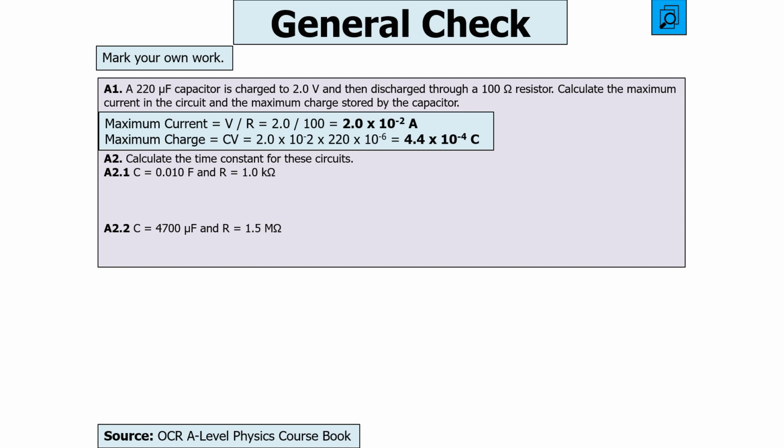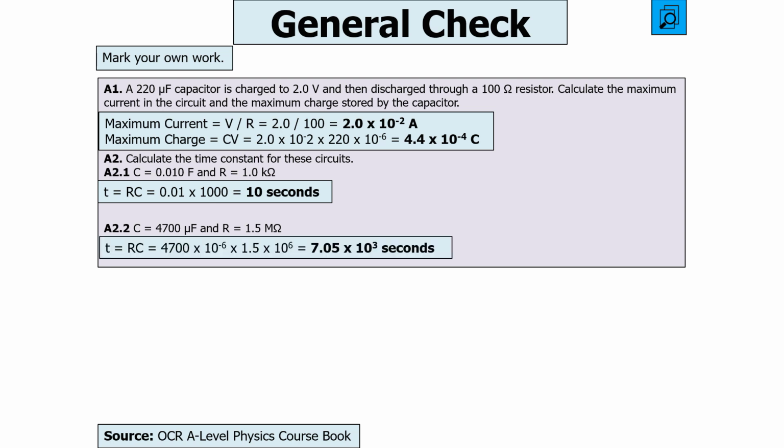Now in this next one, what can we do? We can therefore say T equals RC. That's our equation for a time constant. So T equals RC, so it's 0.01 times by 1,000 because kilo turns into ohms by times it by 10 to the 3, so it's 10 seconds. And this next one, we turn micro into farads by times 10 to the minus 6. We turn mega into just ohms by times it by 10 to the 6. The 2 will cancel through and we'll get 7.05 times 10 to the 3 seconds.